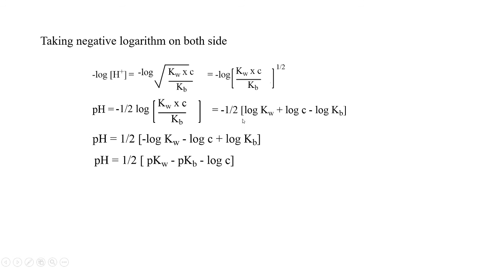Now by taking this sign inside the bracket, we'll get pH is equal to 1/2 into minus log Kw, minus, plus minus log C, minus, minus plus log Kb. So finally we'll get pH is equal to 1/2 into (minus log Kw, which means pKw, plus pKb, and then minus log C). So by using this equation we can calculate the pH of salt of strong acid and weak base by knowing the concentration of salt.